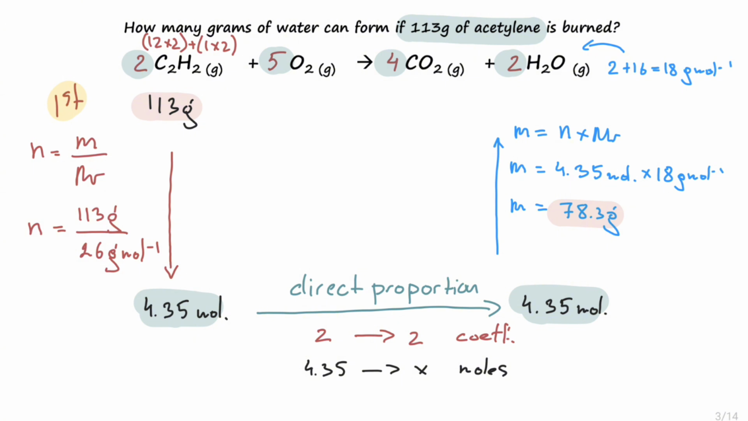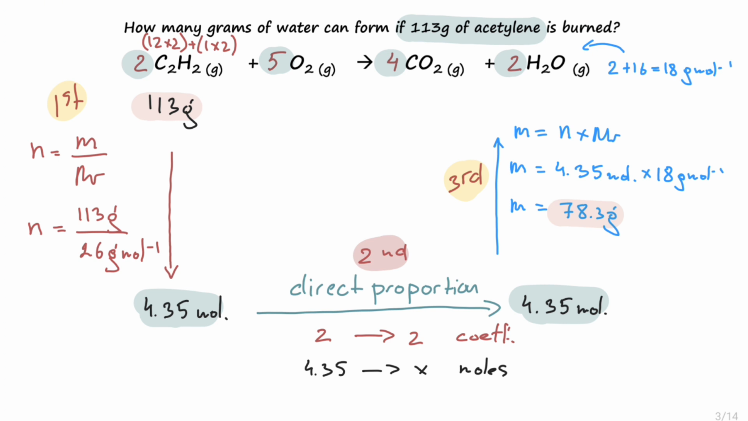The second step. In the second step, guys, you will do proportion between the coefficient and the number of the mole. They are directly related to each other. And the third step, here, guys, you will do reverse calculation.